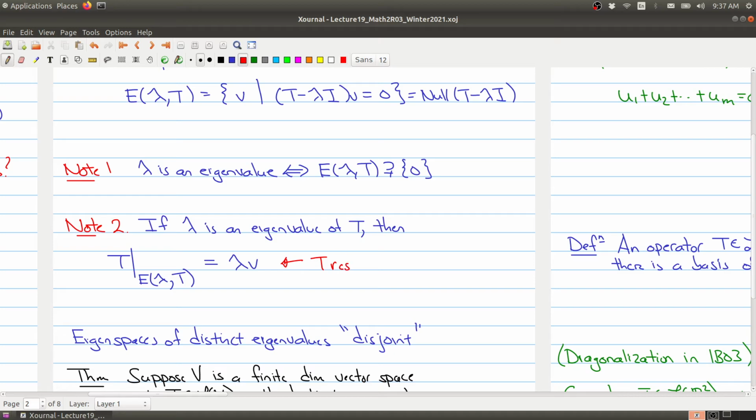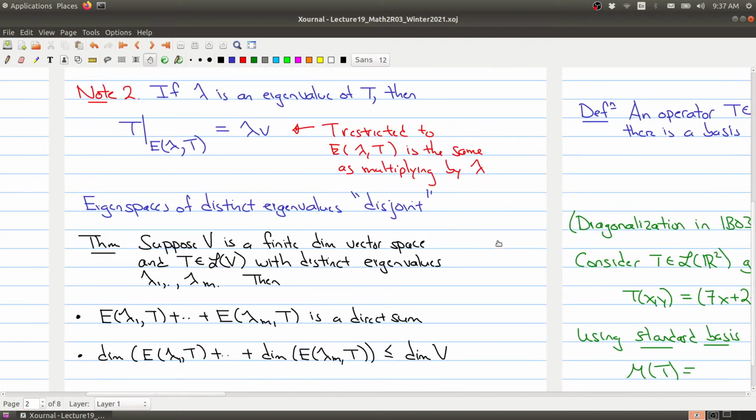T restricted to the eigenspace E(lambda, T), the eigenspace corresponding to lambda, is the same as multiplying by lambda. That's what's important about these eigenvalues and eigenspaces.